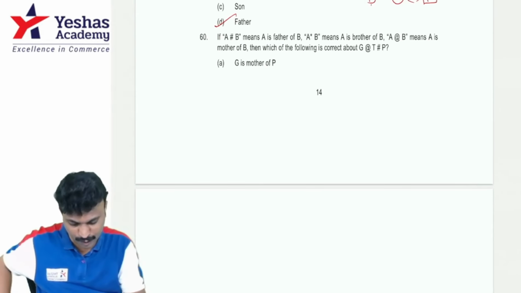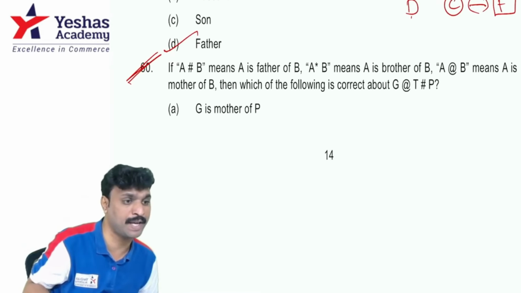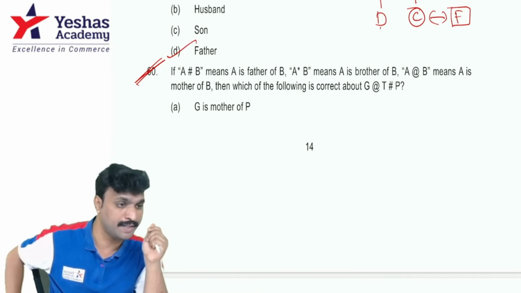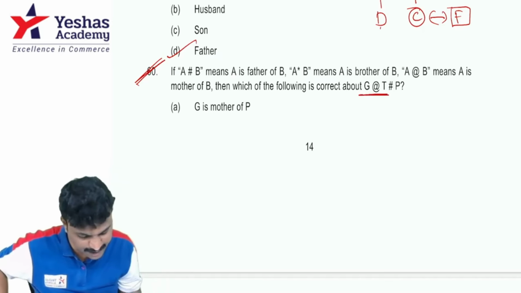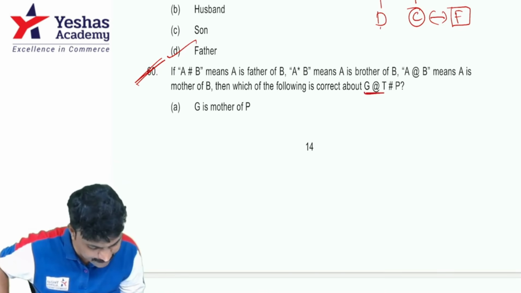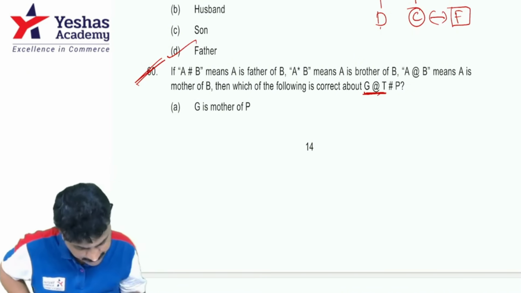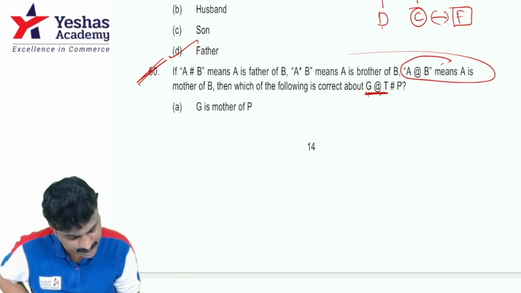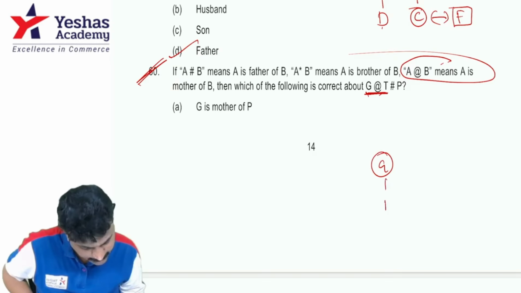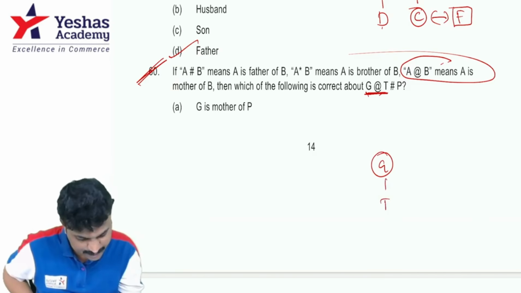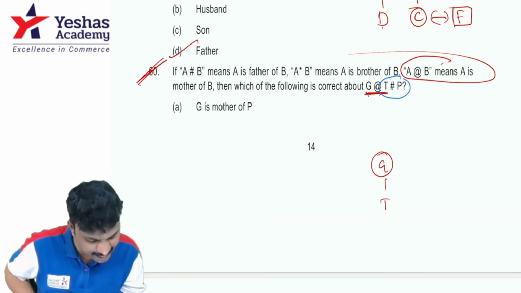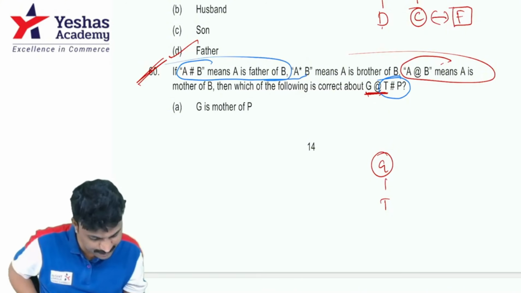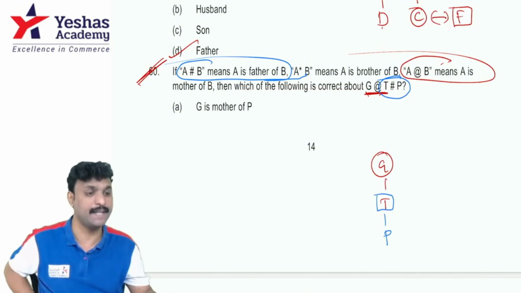Guys, I have told you how to solve this variety of questions whenever the relationships are marked with the help of special symbols or characters. You have to read the last part of the question. G at the rate T. Guys, take two persons at a time. G at the rate T. At the rate means which statement? A at the rate B means A is mother of B. G at the rate T means G is mother to whom? T. Have you understood? Now, second and third persons you have to consider. T hash P. Hash means the first statement. First person is a father of second person. That means T is a father of P.